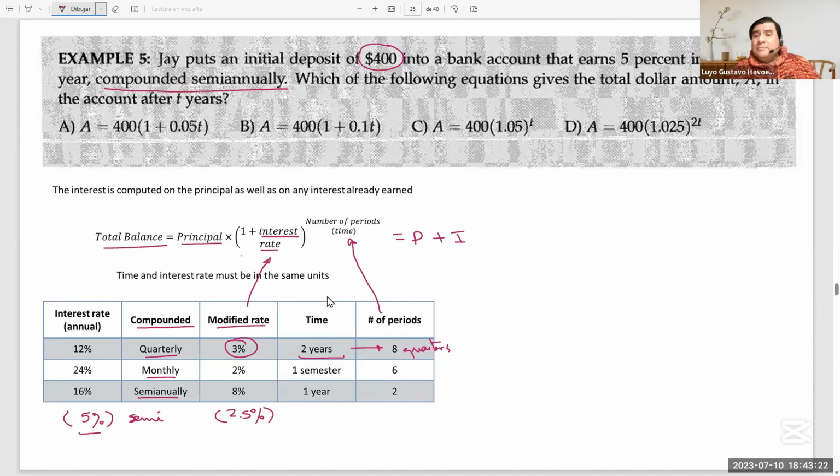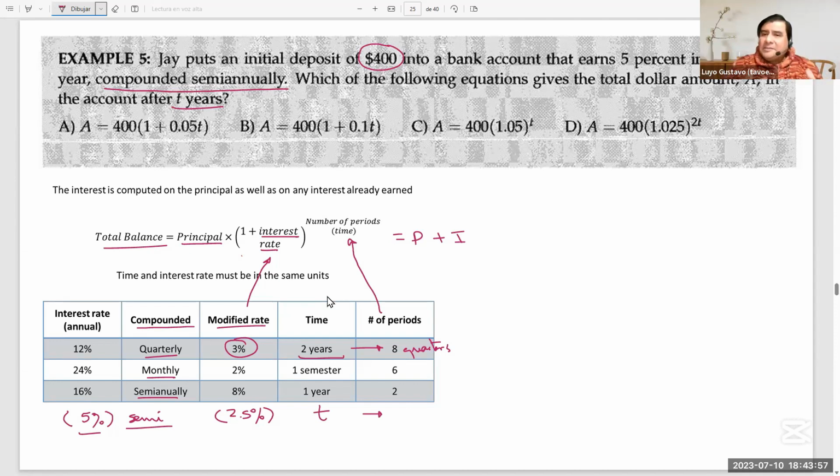It's the time after which we want to check the money in the account. What is that? Is it a number? T years, very good, T. And so, in T years, how many semesters, half years exist? How many semesters in T years? Why semesters? Because it says semi-annually. So every semester, the interest is created.